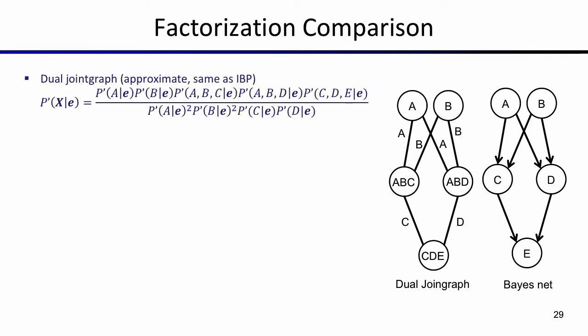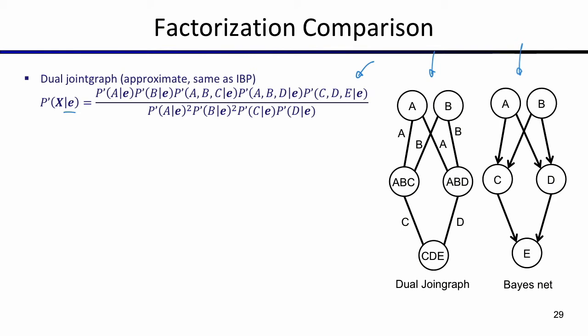So in this slide we have the Bayesian network, we have the dual join graph, and we also have the factorization that is induced by the dual join graph. And we can see that we are conditioning on E. So every cluster and separator is conditioned on E. That is in the case that we have evidence, but we can also drop this if you want to and use this factorization to compute results to a query that does not involve evidence.